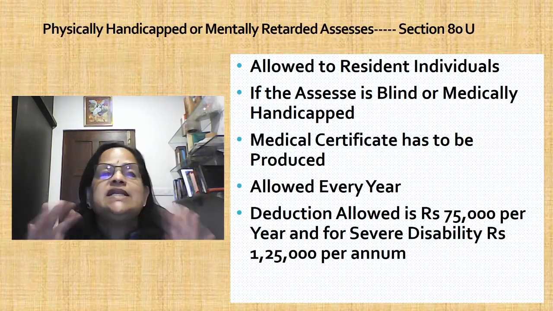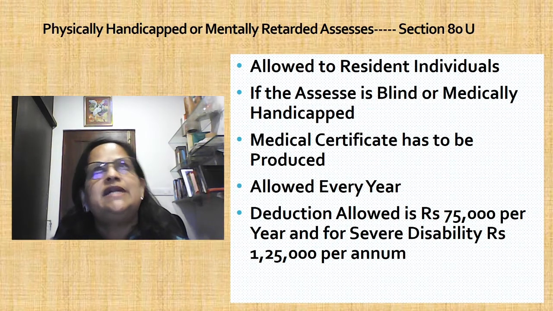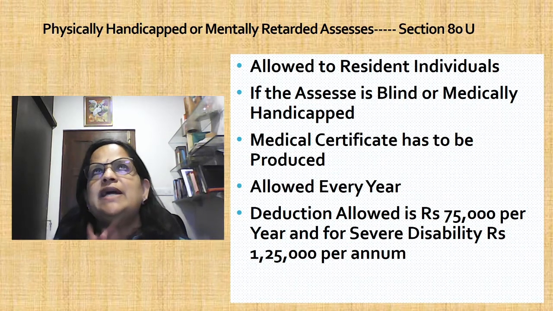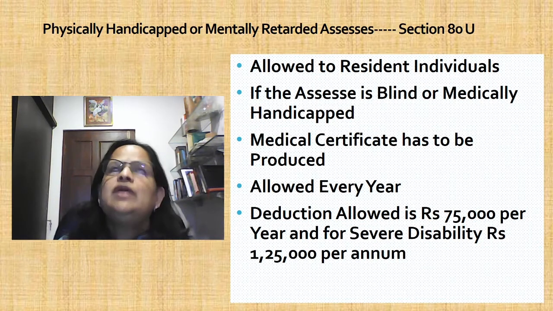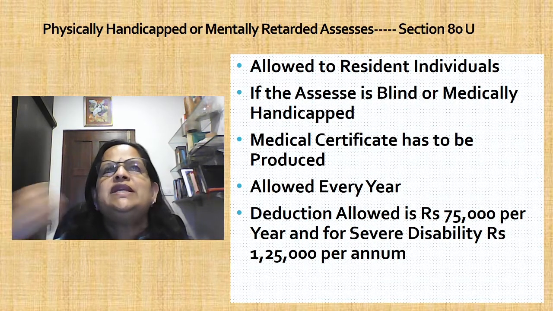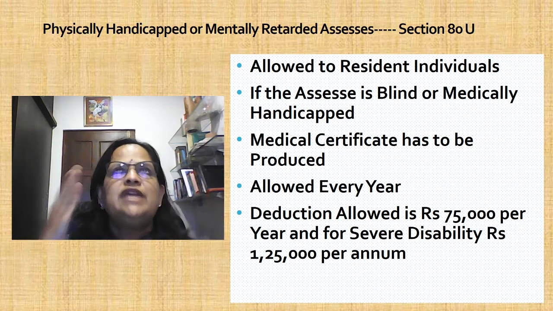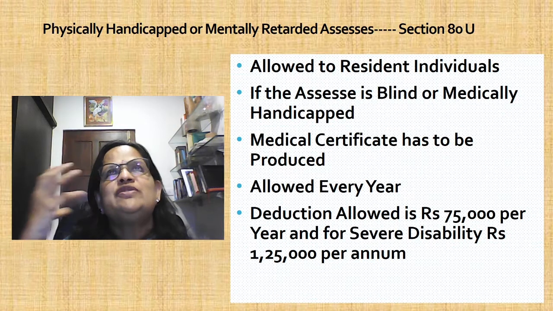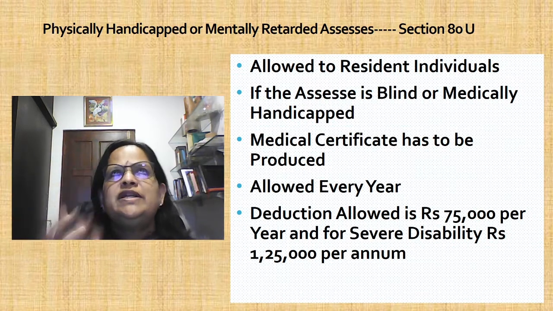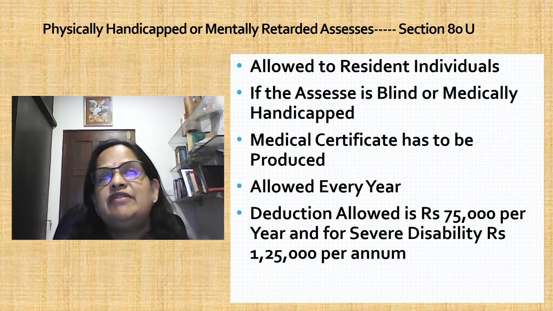Now the last section is section 80U, for physically handicapped or mentally retarded assessees. If the person filing the tax returns is himself differently abled, then he can claim this deduction. Here you have to remember that to prove he is differently abled, he has to get a letter from a medical practitioner, a government doctor working in a government hospital. There are two types of certificates he can get. One is ordinary differently abled. Second is severely differently abled.